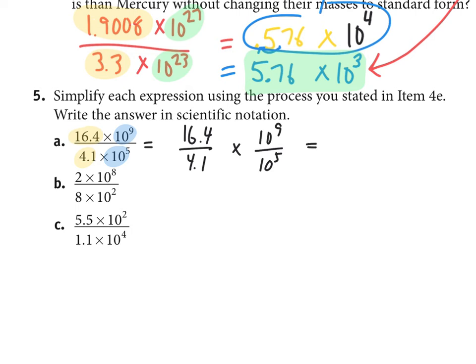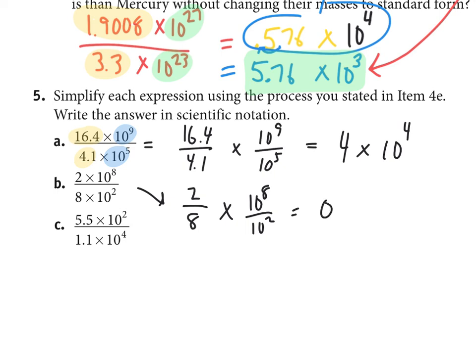So when we do the calculations, the 16.4 divided by 4.1 does equal 4. And the 10 to the 9th divided by 10 to the 5th, remember we subtract exponents there, so 9 minus 5 becomes 4, so times 10 to the 4th. Okay, what about part B? 2 divided by 8 times 10 to the 8th over 10 to the 2nd. The 2 divided by 8 is actually 0.25. It's 1/4.